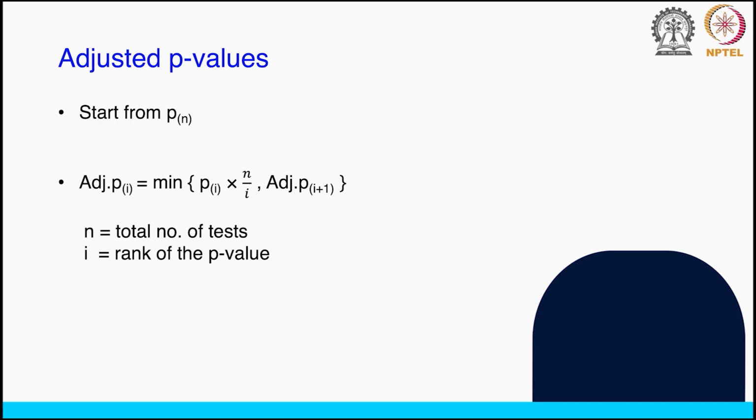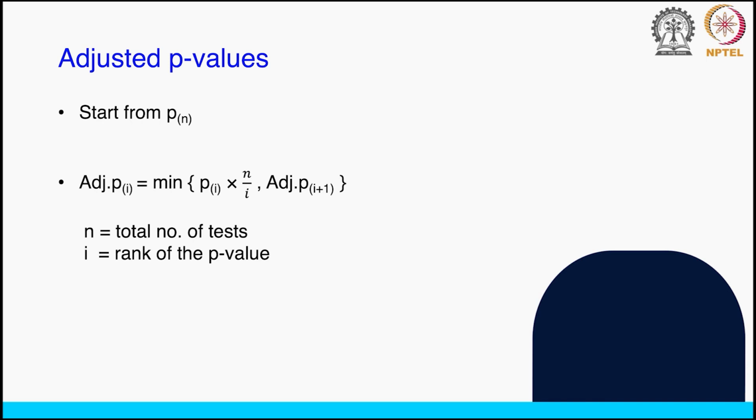So, if I is the rank of that p value, we multiply that with n, the number of statistical tests, divided by I, and then we also compare with p I plus 1, and take the minimum of these two.